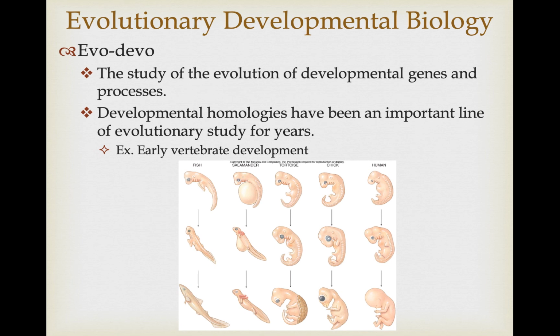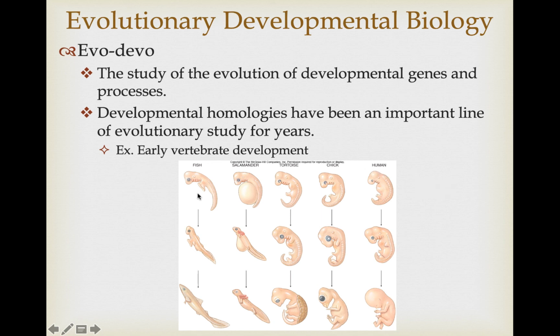So this is actually a pretty big field in zoology. It's sometimes referred to as EVO-DEVO, evolutionary developmental biology. Because if we study the evolution of developmental genes, we can understand the evolution of the morphological diversity that we see in animals. And we've known this for a long time, that there are developmental homologies that are important for distinguishing different lines of animals, and this has been studied for a number of years. So if you just look at early vertebrate development, early vertebrates look pretty darn similar.